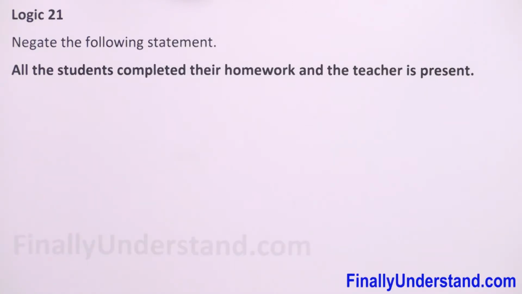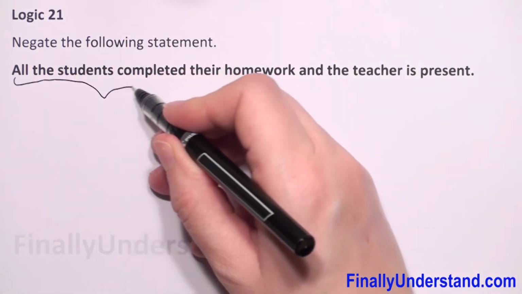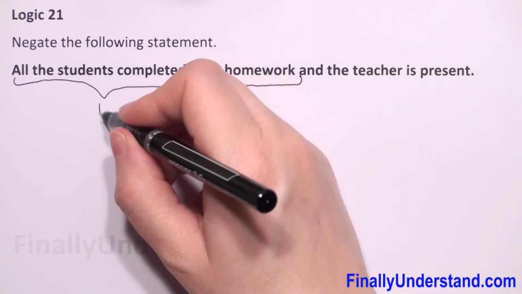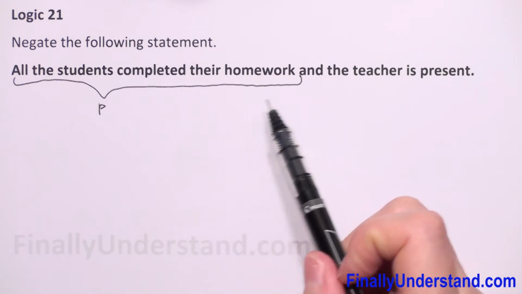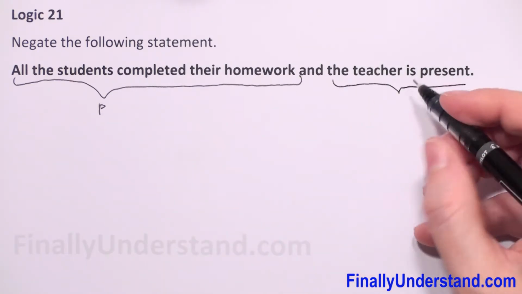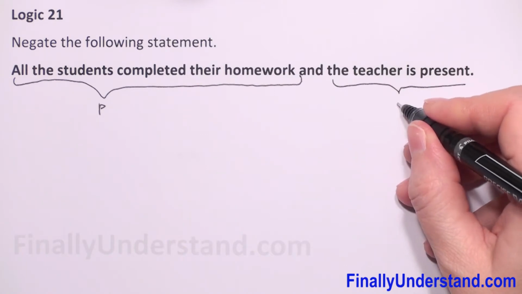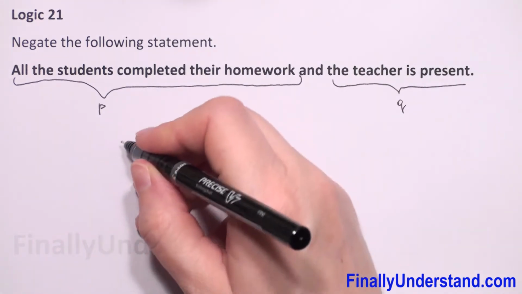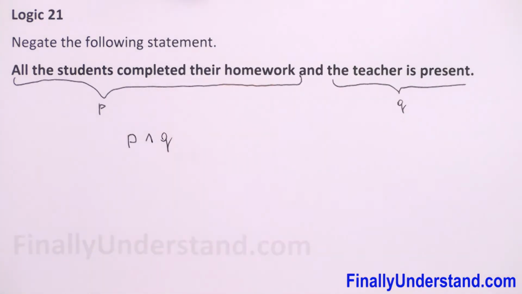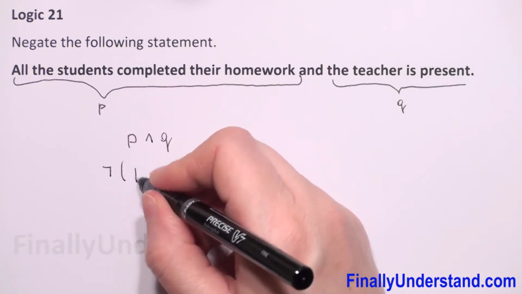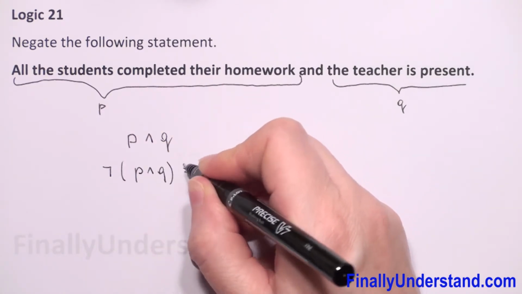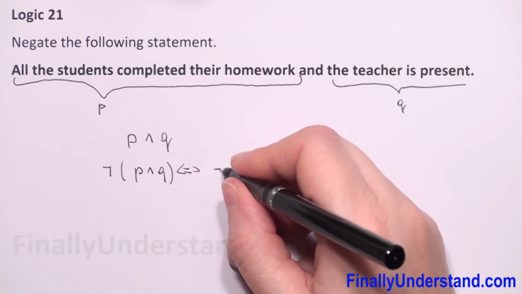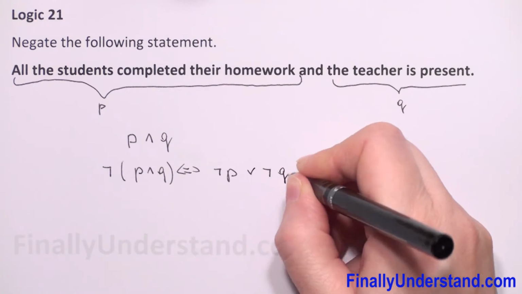We have the statement, all students completed their homework and the teacher is present. Let me put that our P will be the first part, all the students completed their homework, and Q will be the teacher is present, our Q. Because we have the word and, it means we have a conjunction statement here, P and Q, and we have to find the negation of the conjunction. This is equivalent, from De Morgan's law, to not P or not Q.